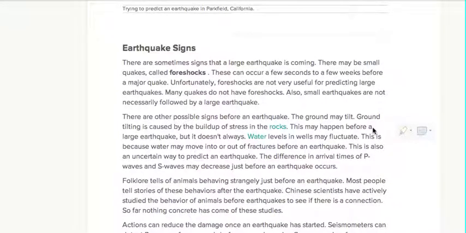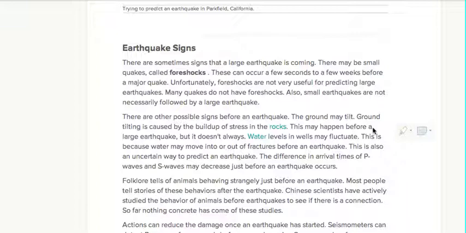You can see right here they were using this to help them predict when it was going to occur. Earthquake signs. There are some signs that a large earthquake is coming. There may be small quakes called foreshocks. These can occur a few seconds to a few weeks before a major quake. Unfortunately, foreshocks are not very useful for predicting large earthquakes. Many quakes do not have foreshocks. Also, small earthquakes are not necessarily followed by large earthquakes.